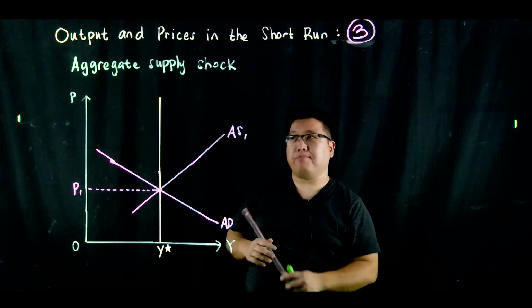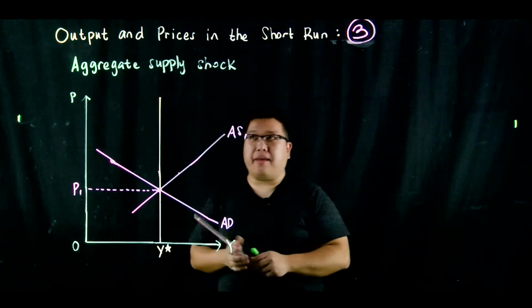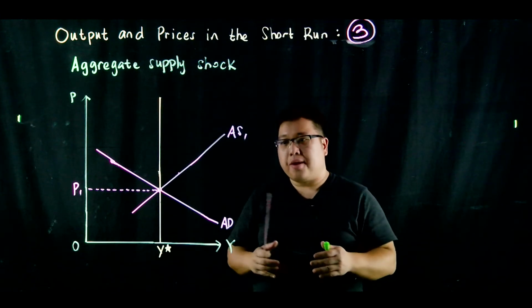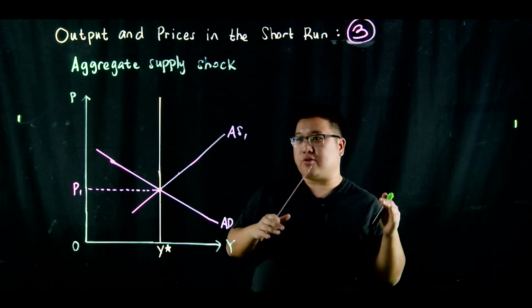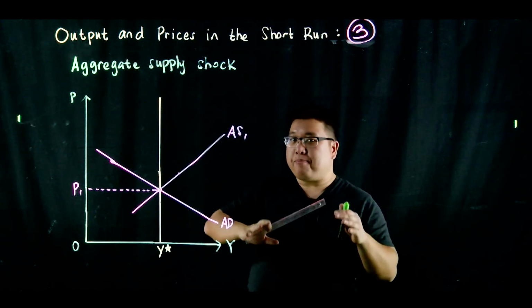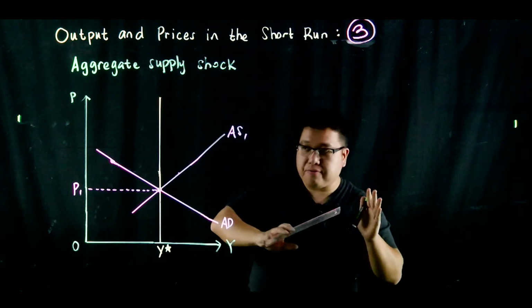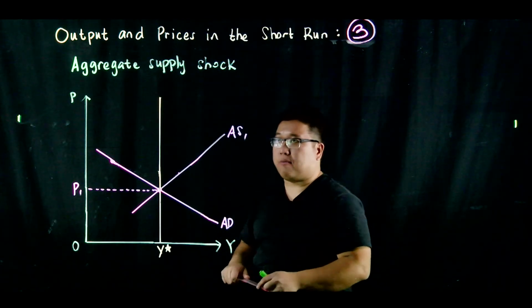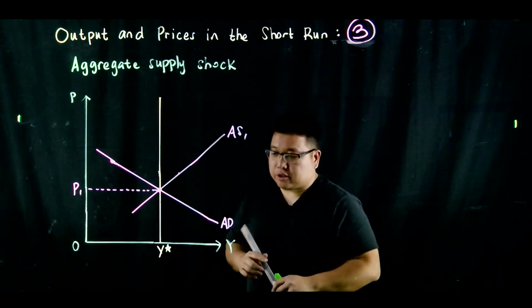We're going to continue with our output and prices in the short run. This is the third part, and for this video we're going to look at the effects of an aggregate supply shock. An aggregate supply shock can be shown graphically as the shift of the entire aggregate supply curve. Now, what triggers an aggregate supply shock?